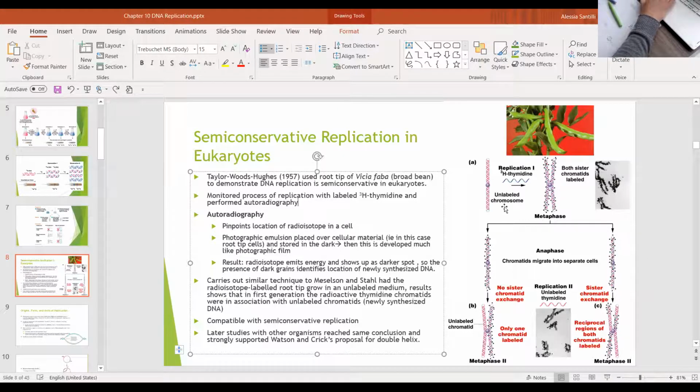They grew the root tips in the radioisotope presence, so that the DNA was all radioactive, and then they placed this DNA in an unlabeled medium where cell division continued. At the end of each generation, they added a drug known as colchicine.